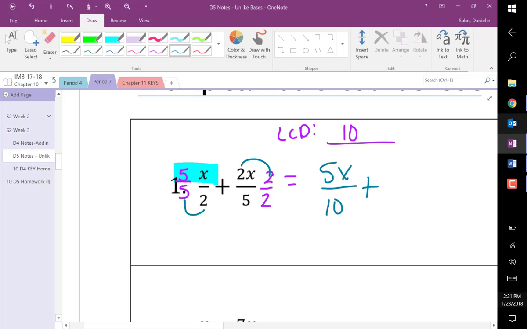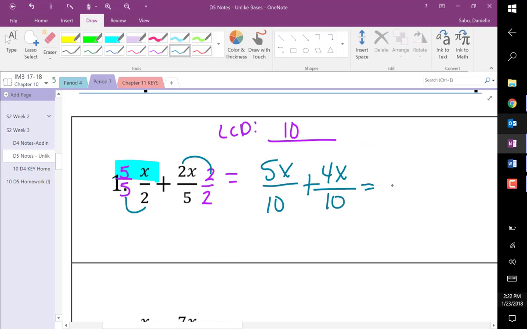All right, we got 2 times 2x, which is 4x, all over my LCD, which is 10. No matter what, your LCD doesn't change. So I'm still going to have 10 at the bottom when I actually add these together. This is what we did yesterday. So if you weren't here, that's what we learned yesterday. What is 5x plus 4x? And we're done.